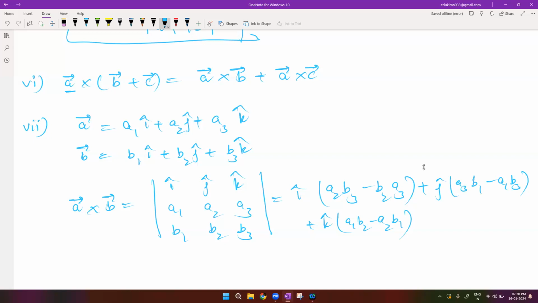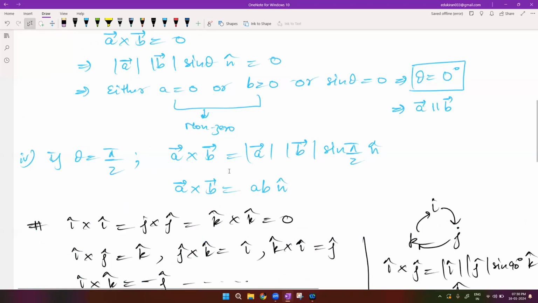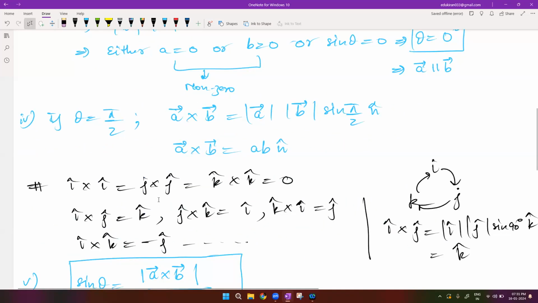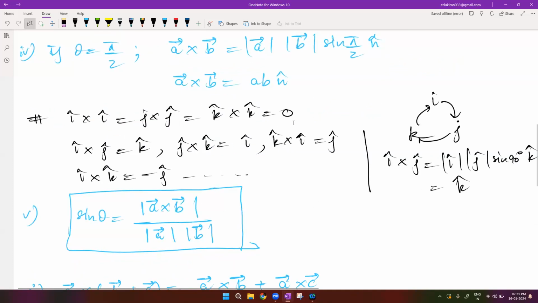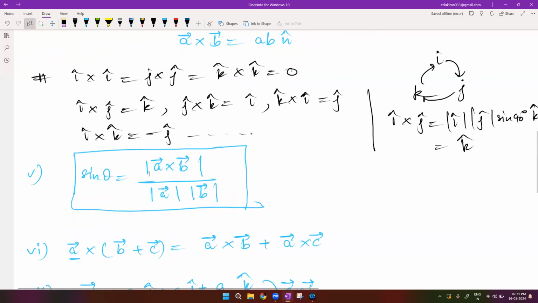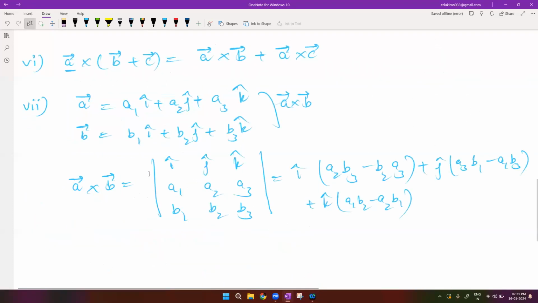And do you know how we got this? Just by simply multiplying these. If you multiply A cross B, and you use the second, third and fourth properties, which are these: I cross I, J cross J, K cross K are 0. I cross J is K. Similarly, J cross K is I. K cross I is J. I cross K is minus J. J cross I would also be minus K. So if you use these properties, you will get this result.